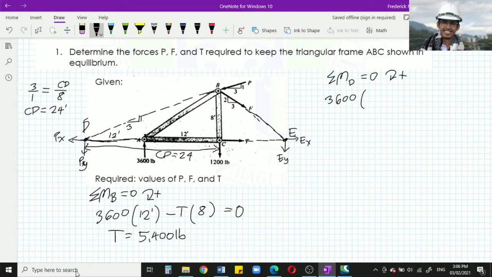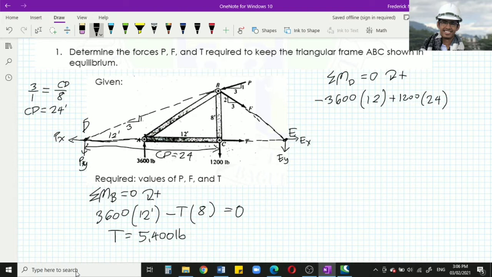So, that will be 3,600 times 12 feet. Okay? So, magiging negative to, class, kasi counter clockwise. So, negative itong ating 3,600. And yung 1,200 naman, that will be clockwise. That will be positive plus 1,200 times the distance, that will be 24. Okay.